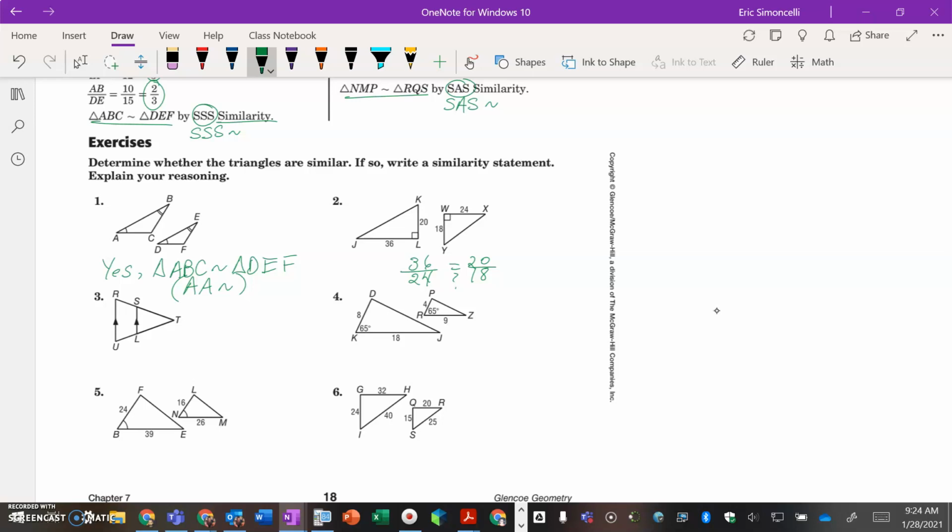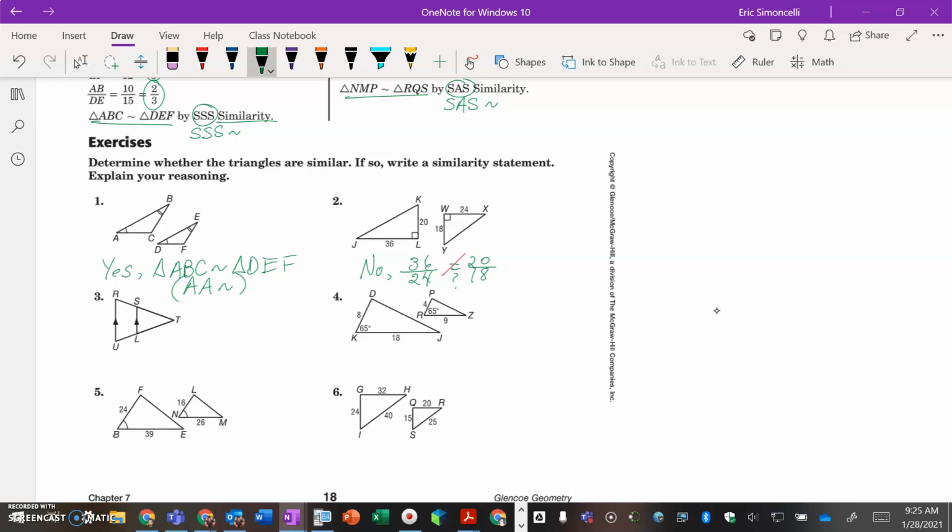Well, if you double check 36 over 24, that ends up being something that you can reduce, of course, dividing both by 6, and you get 6 over 4, and you can divide by 2 again, so you get 3/2. The second fraction, however, if you divide 20 by 18, is not 3/2. It is reducible. It ends up being 10/9. So because these two fractions are not the same, we cannot say that they are in fact similar. Again, I cannot say by side, angle, side that these are similar.